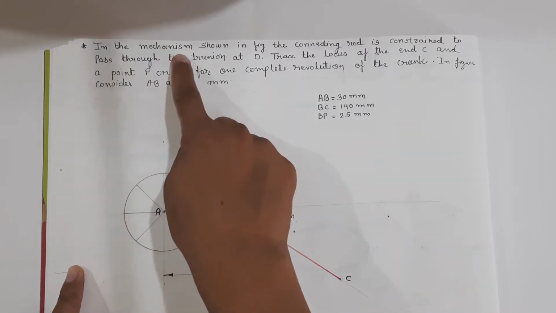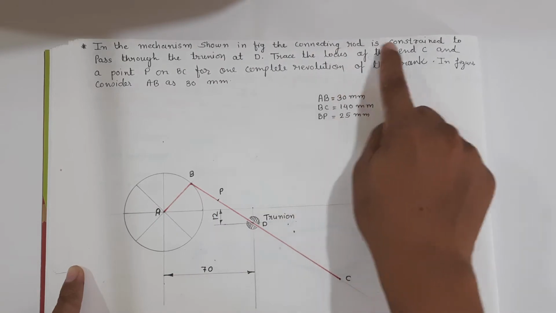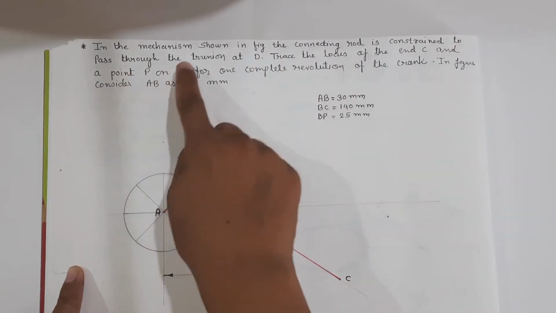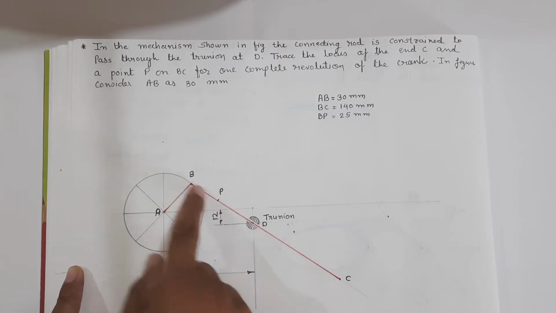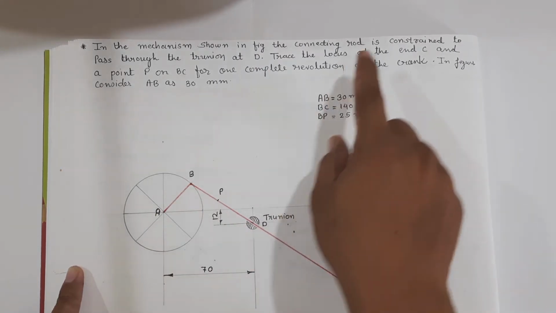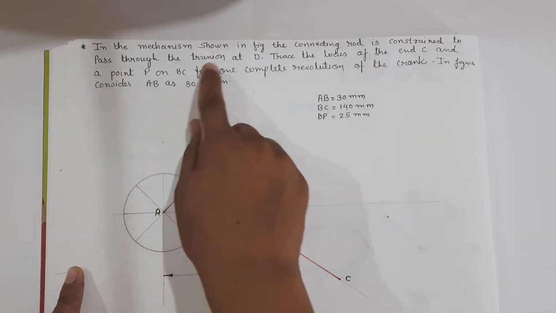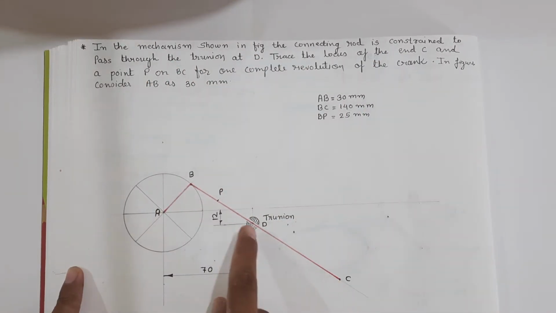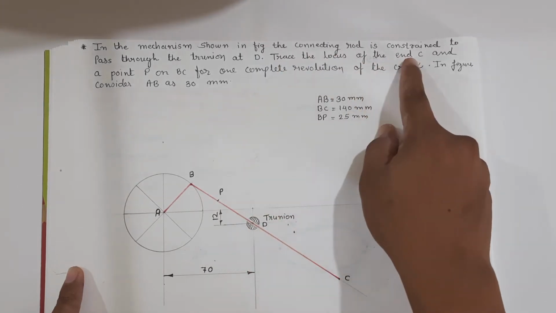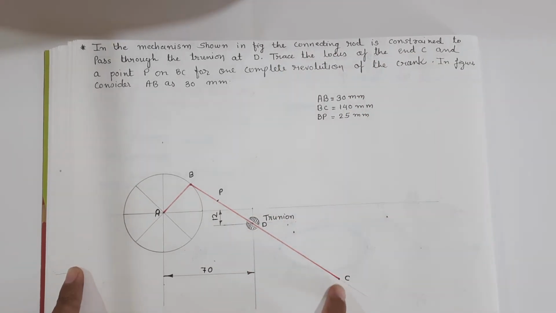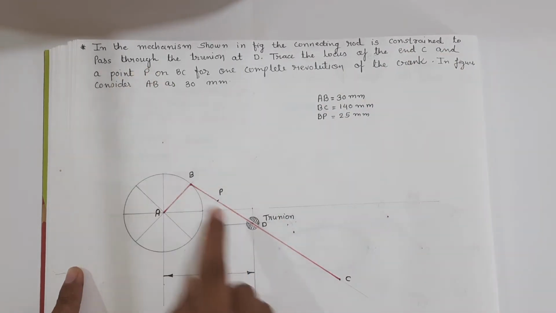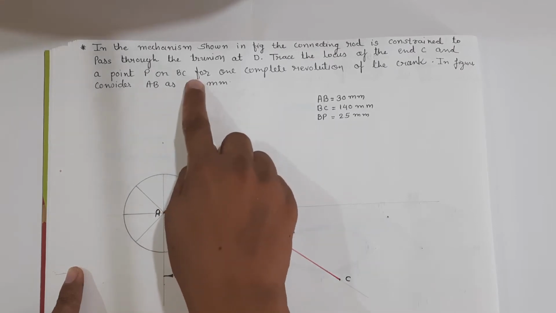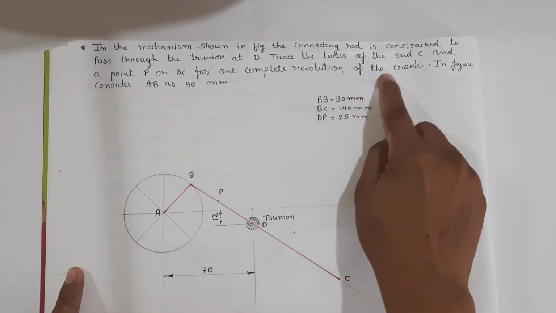In the mechanism shown in figure, the connecting rod is constrained to pass through the trunnion at D. So as we know, BC is the connecting rod and it is constrained to pass through a trunnion at D. Trace the locus of the end point C and a point P on BC for one complete revolution of the crank.